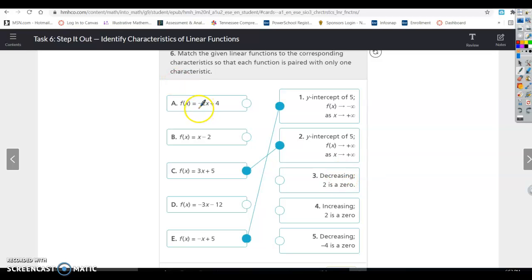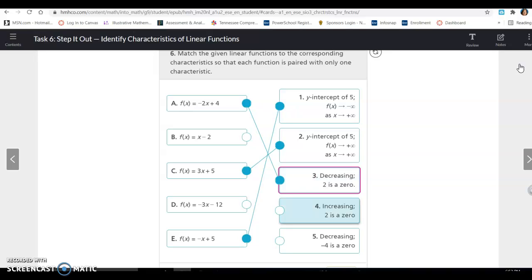How do we know if this function is decreasing? It's negative, so that means it is decreasing. So we know that this one has a 0 of 2 and it's decreasing. All right, so we need a 0 of 2 again. So 2 minus 2 is 0. So that fits that, and it's increasing. Well, the slope is positive, so this one is increasing.